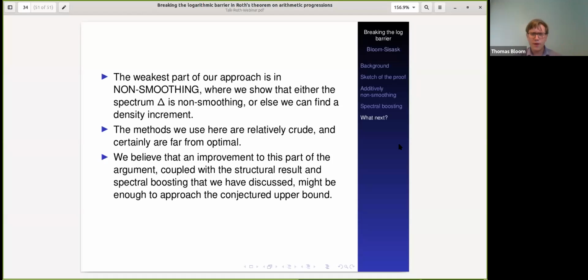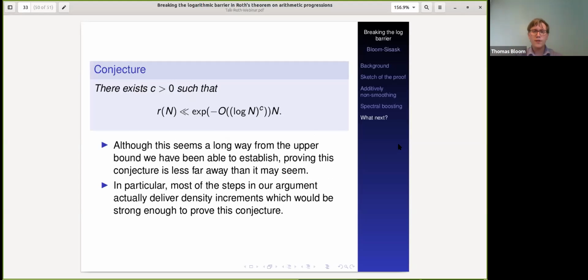And so I think it's fair to say that we believe an improvement to that part of the argument... we don't have any very clean statement like, if you prove exactly this conjecture, then you prove this upper bound for R of n, partially because there are ball sets everywhere, and even writing down a technical, precise version of the conjecture would be difficult. But certainly we believe that any substantial ideas in that direction, combined with the structural result and spectral boosting in this paper, should yield further progress in R of n. And in particular, I would hope for something along the lines of this upper bound here, which is approaching Behrend in strength.